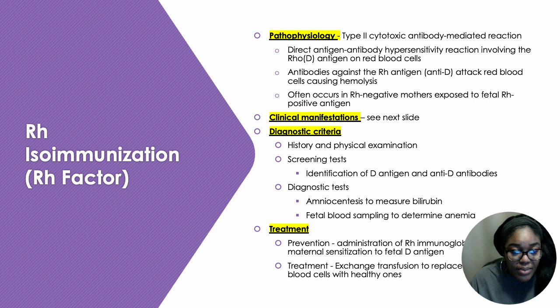As far as the treatment, you want to prevent. If the mother is known to be Rh negative, then that's when you'll see that RhoGAM shot or the Rh immunoglobulin that is given to the mother to desensitize to the fetal positive Rh antigen. And as far as other treatments, you may see some transfusion to replace the lysed blood cells with the healthy ones within the fetus and the mother. So Rh should be discovered earlier than later. The longer that you allow this process to go on, the more at risk the fetus is within the body.